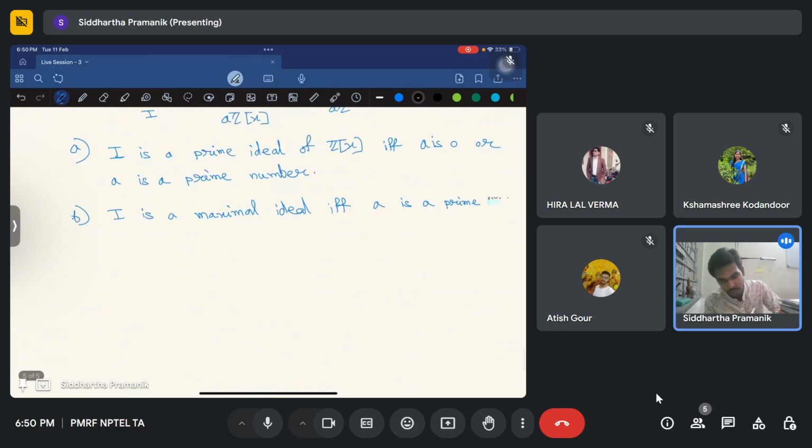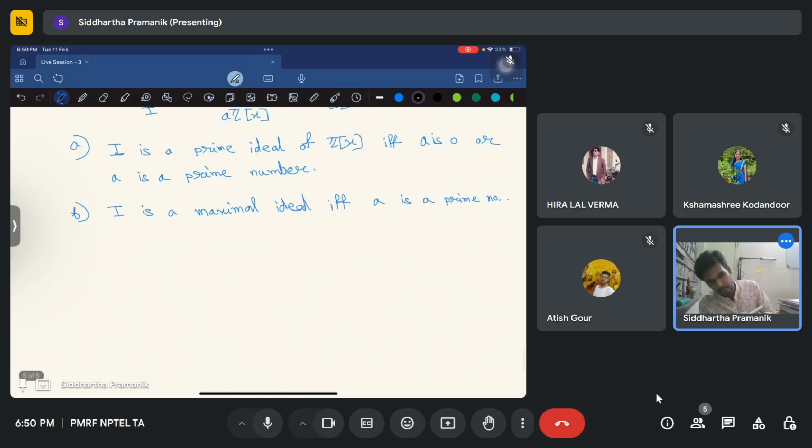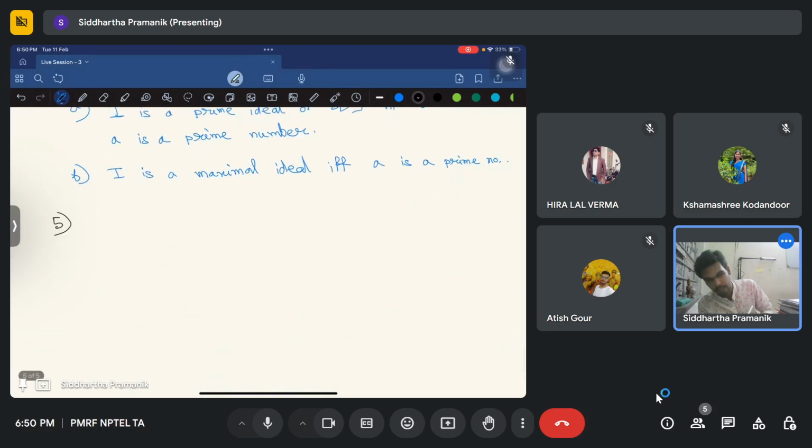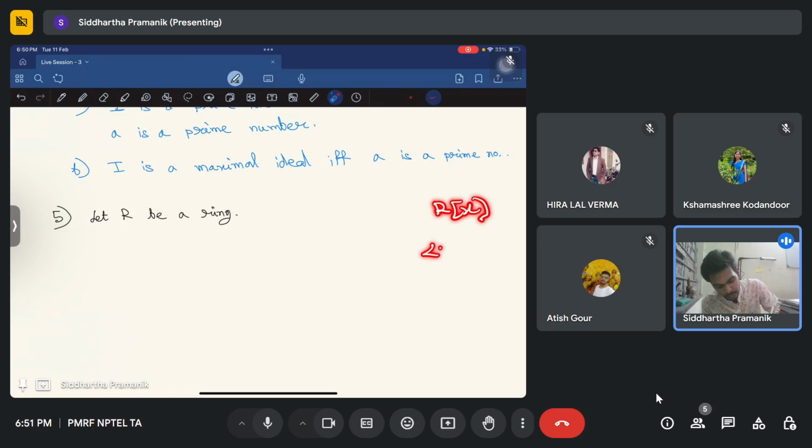Okay, let's do another problem. It is problem number 5. Let R be a ring. Then we can take the polynomial ring R[x]. Now in this ring, if we take the ideal generated by x, then what will be the quotient ring R[x] mod the ideal generated by x? That is the question.